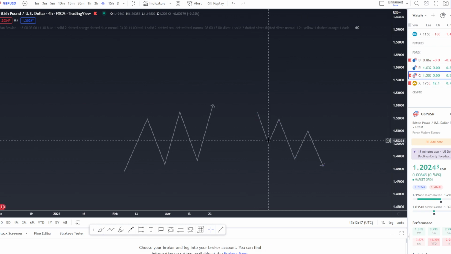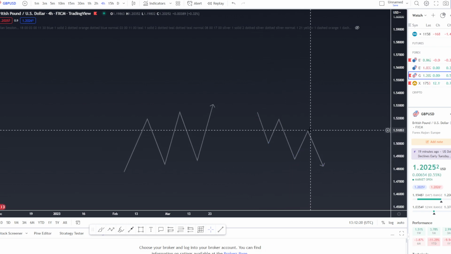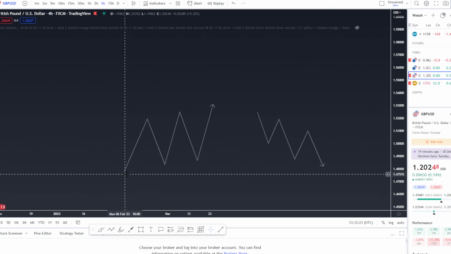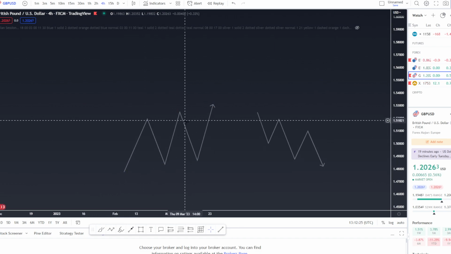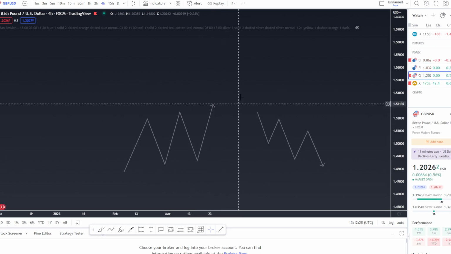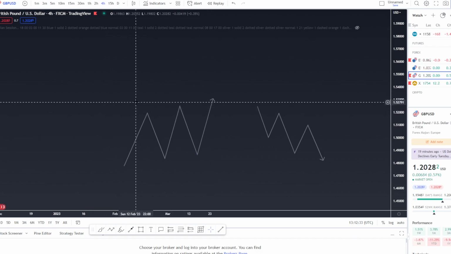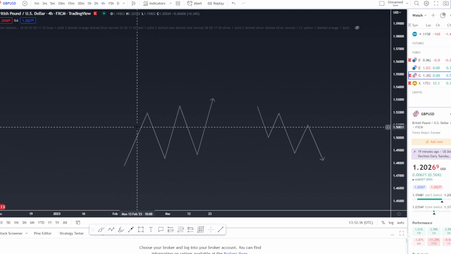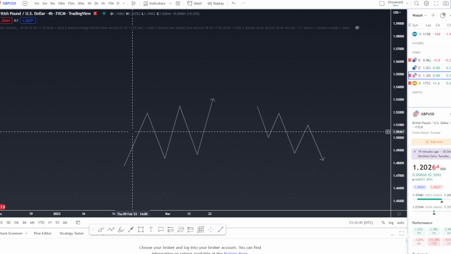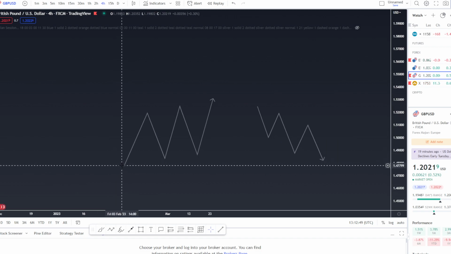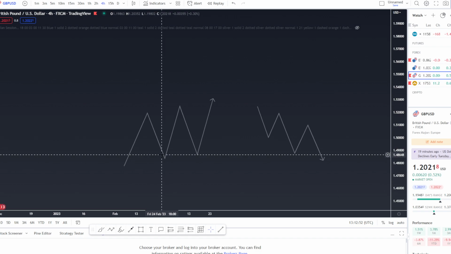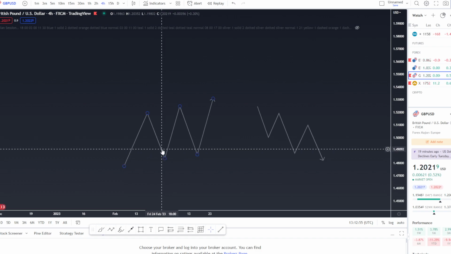It expands, retraces, expands, retraces, expands, retraces. Here, it expands, retraces, expands, retraces, expands, retraces, expands. What is important about this? It's important because you need to identify what scenario the price action is in, what part of the structure price is currently at. Is it expanding, or is it retracing, or is it consolidating, etc.?